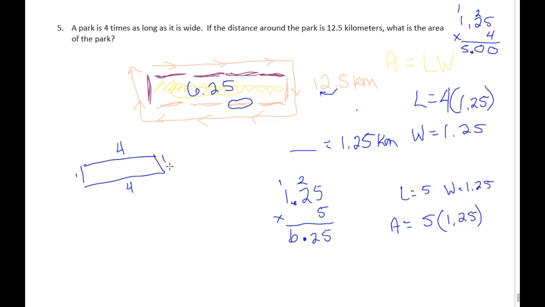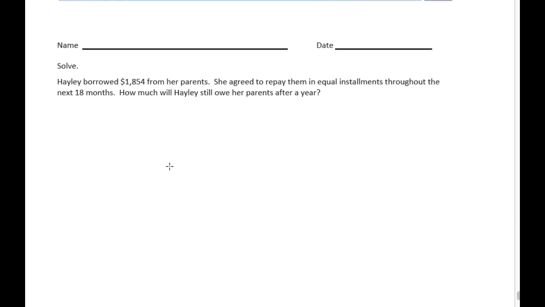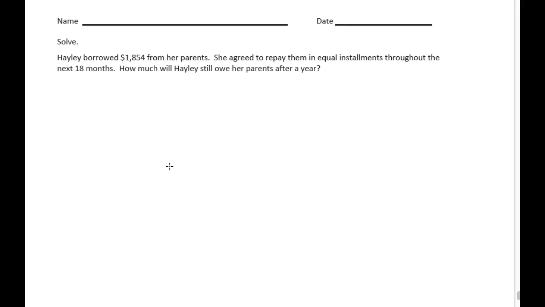So for your homework tonight, I'm just going to ask you to do one problem. Let's cruise on up here to the exit ticket. Haley borrowed $1,854 from her parents. She agreed to repay them in, here's an important word, equal installments. What the heck is an installment? It's basically a payment. So equal payments throughout the next 18 months. So she's going to make 18 payments to her parents. Each one of them is going to be the same. And at the end, it's going to get them this much money back again.